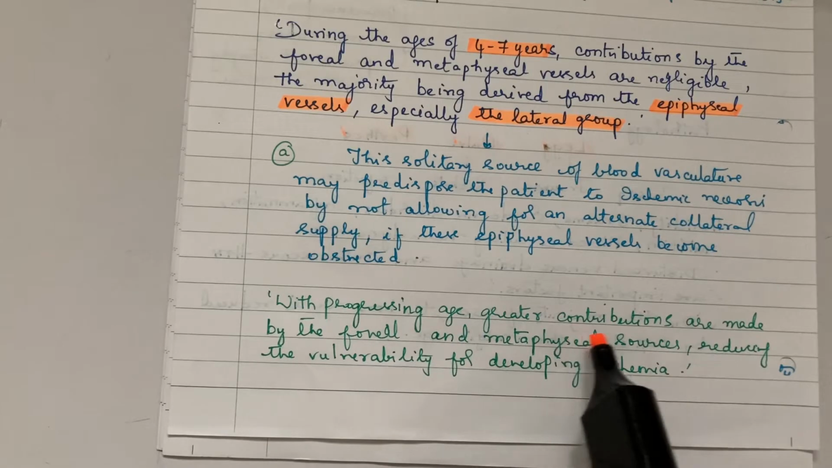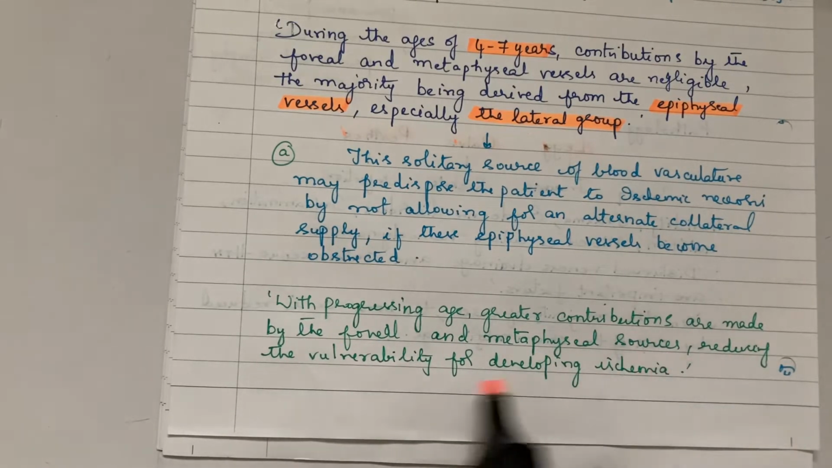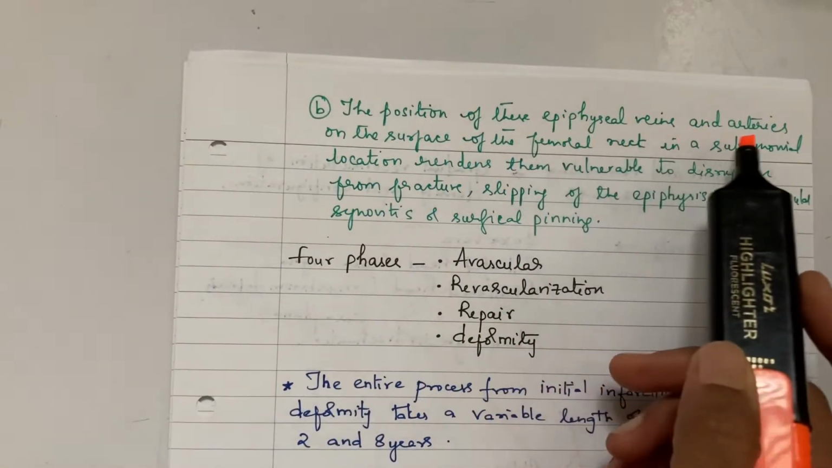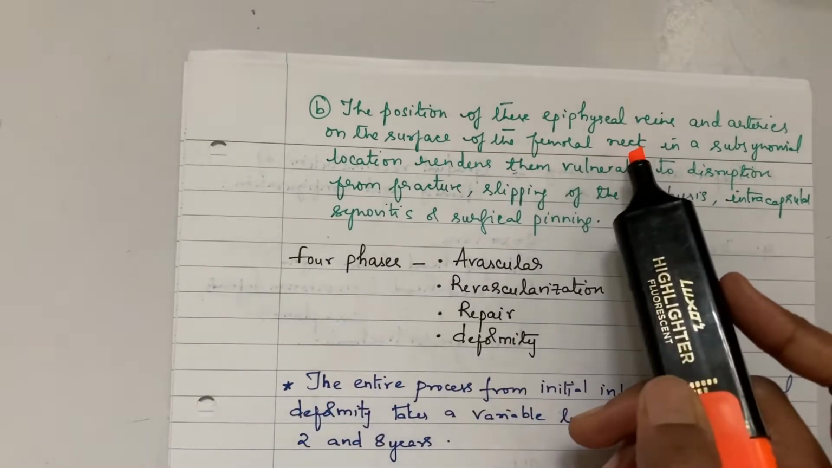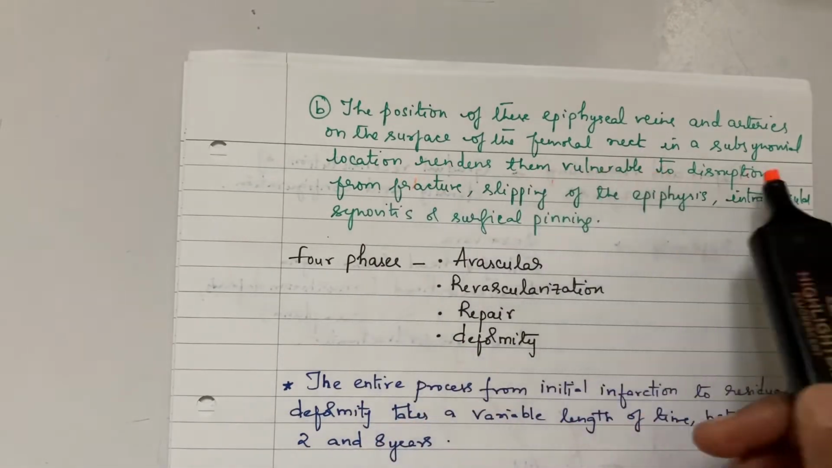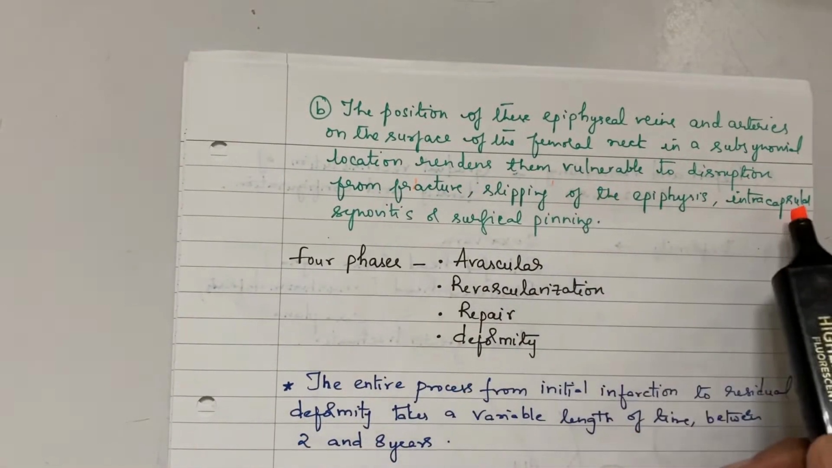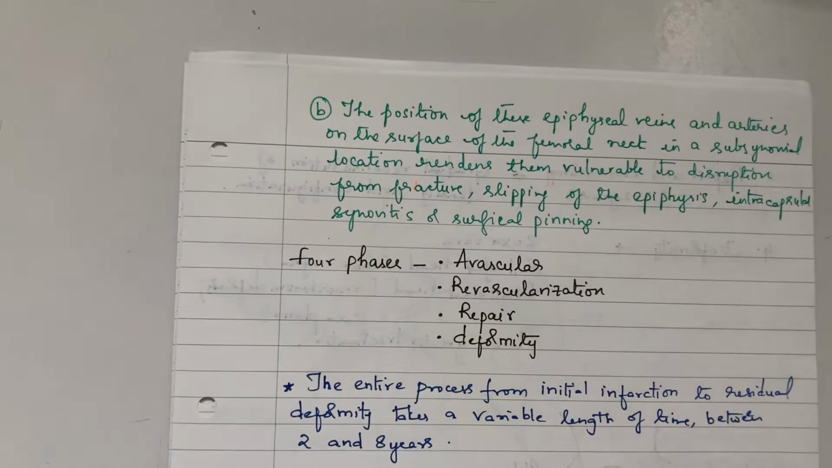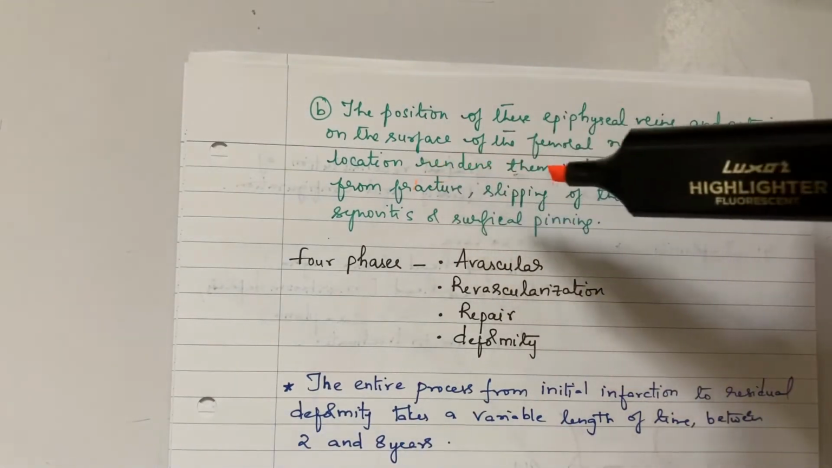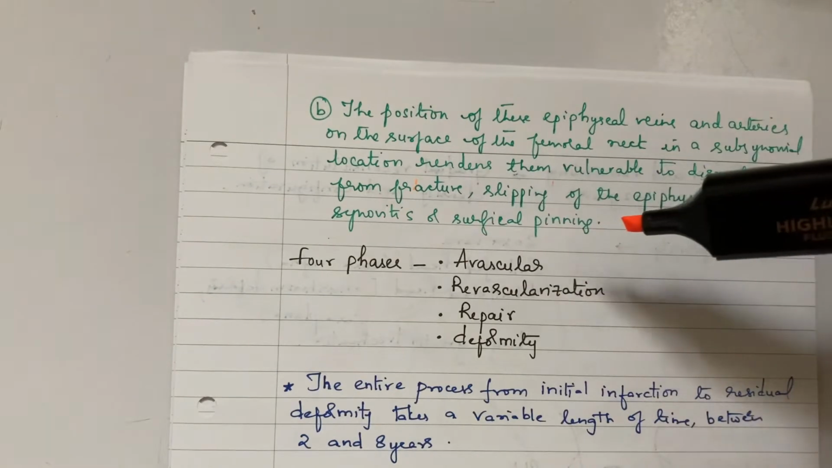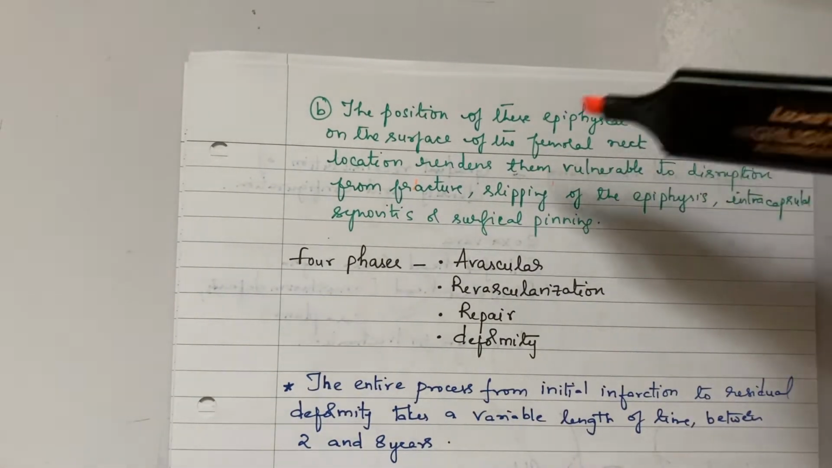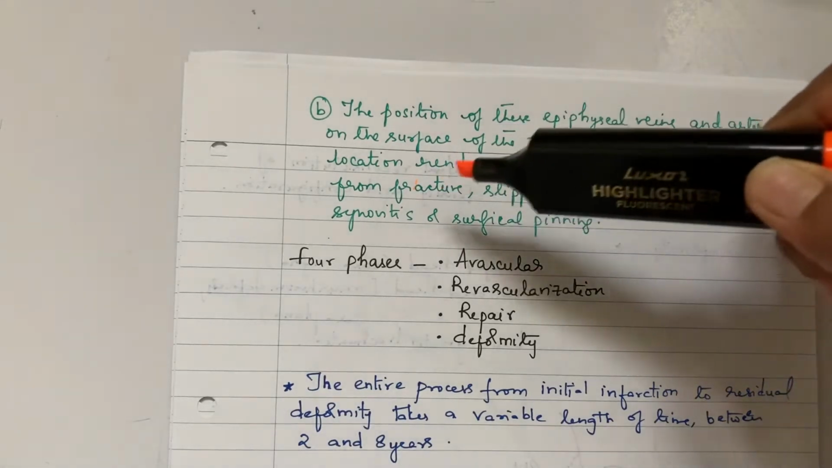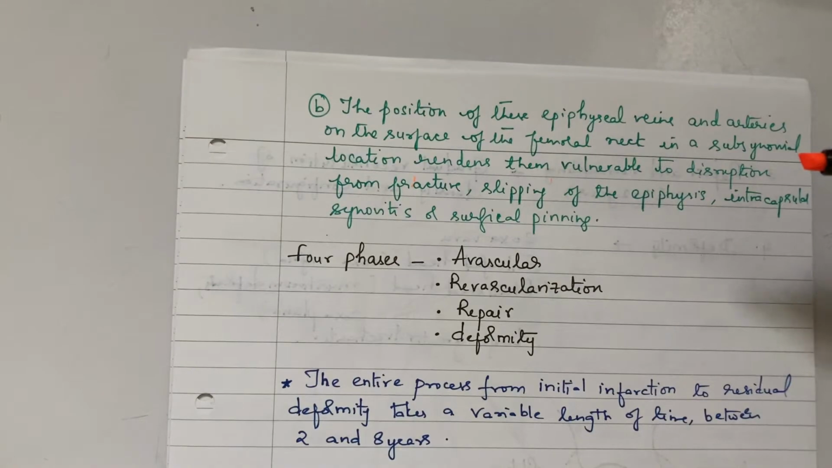With progressing age, greater contributions are made by the foveal and metaphyseal sources, reducing the vulnerability to developing ischemia. The position of these epiphyseal veins and arteries on the surface of the femoral neck in a subsynovial location renders them vulnerable to disruption from fracture, slipping of the epiphysis, intracapsular synovitis, and surgical pinning. Between 4 and 7 years, the majority of the burden is on the epiphyseal vessels. In these kids, if they have fracture, slipping of the epiphysis, intracapsular synovitis, or surgical pinning, these vessels are more vulnerable to damage.